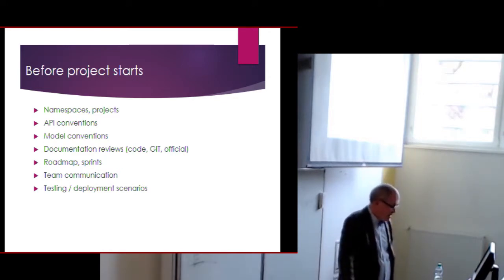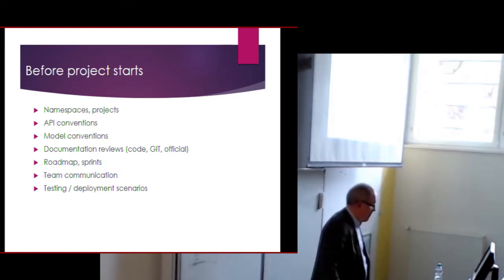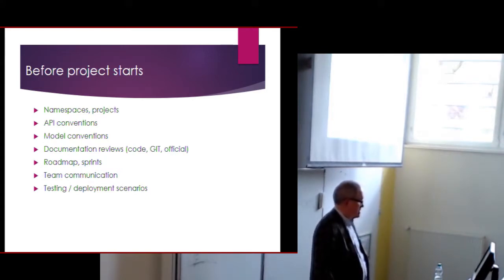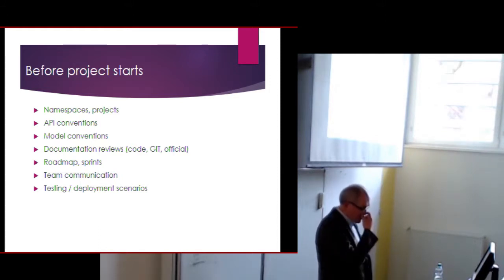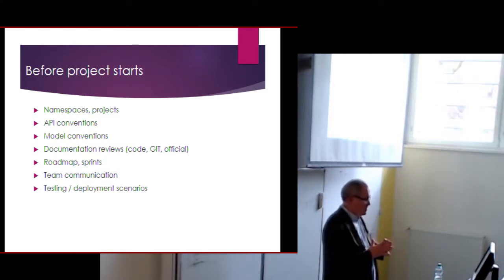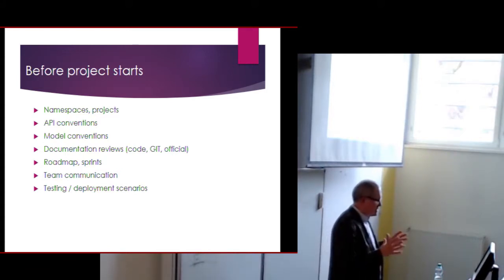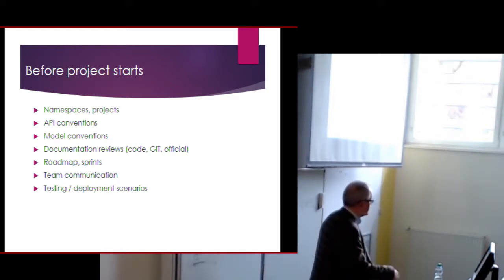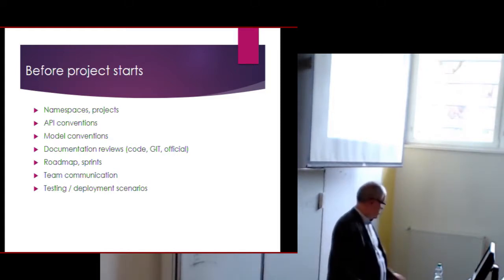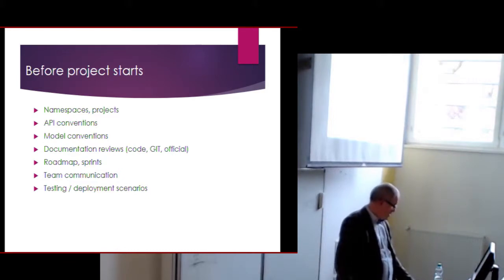So, what else do we have to deal with before the project starts? We have to divide our project into namespaces and some smaller projects. We have to describe our API. It means how the project will be connected to the outside world. We have to handle some conventions. It means how everything will be described and so on.